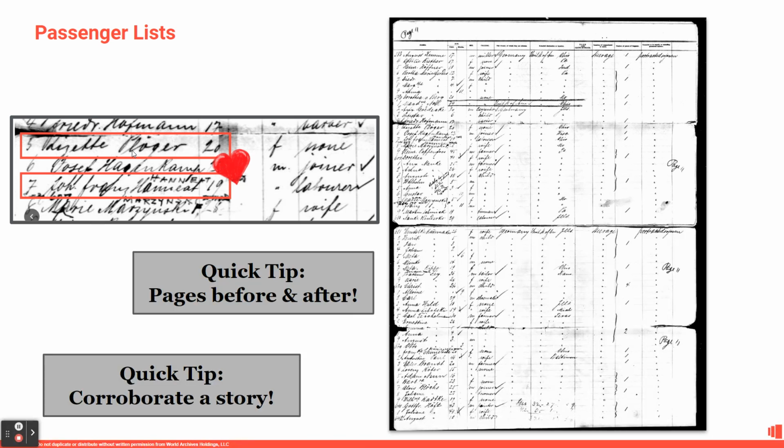Again, a quick tip, looking at those pages before and after, and then using something like this to help corroborate a story. So don't let those historical records be daunting. Don't let all of the great nuggets of gold information that are hidden in those historical records go to waste. Mine as many of those as you can and use those to help tell absolutely fantastic family stories for future generations to enjoy.